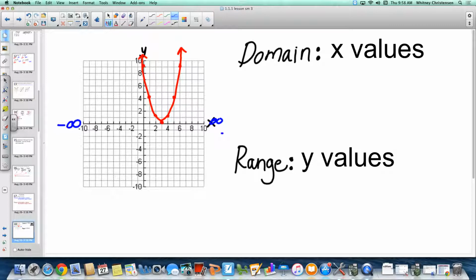Okay, so now I want you to focus your eyes. Left and right. I'm telling you right now, for domain, it does not matter that this is growing up at all. It doesn't matter that this is growing up.